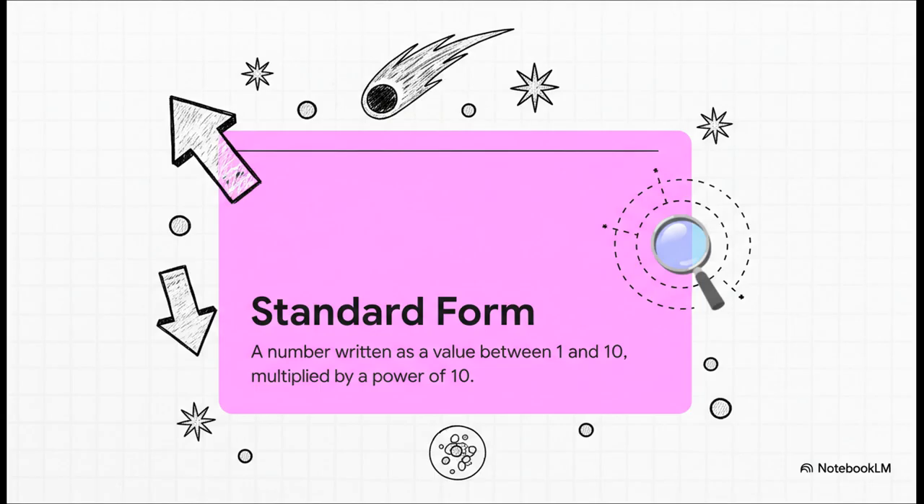So what is it exactly? It's actually beautifully simple. You just take any number and you rewrite it as a value that's between 1 and 10, and then you multiply it by 10 to a certain power. That's it. That's the whole idea in a nutshell.